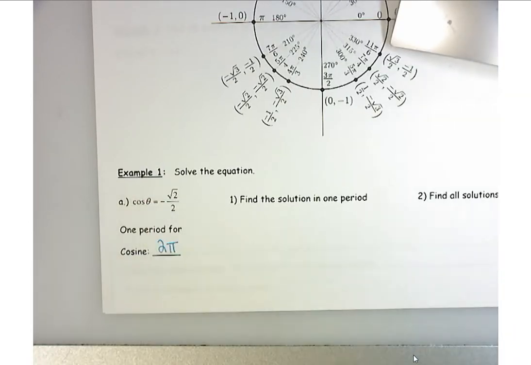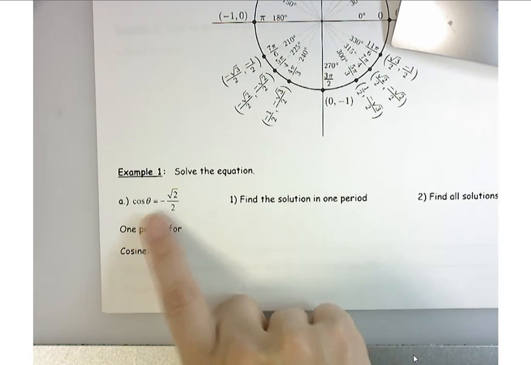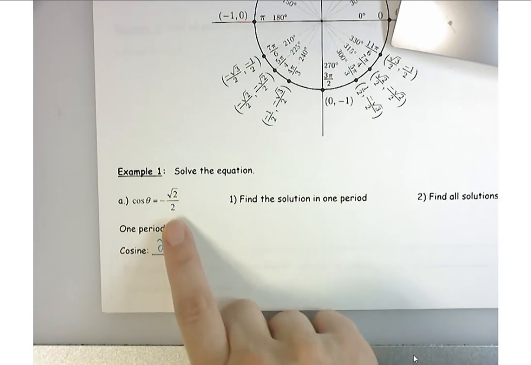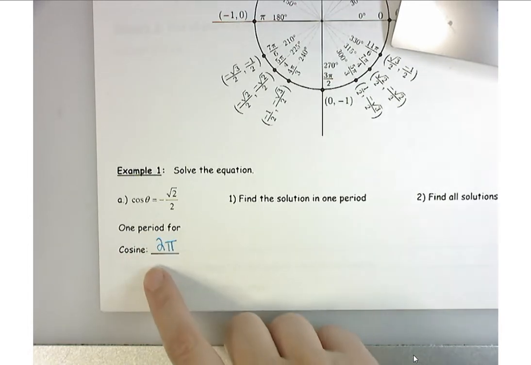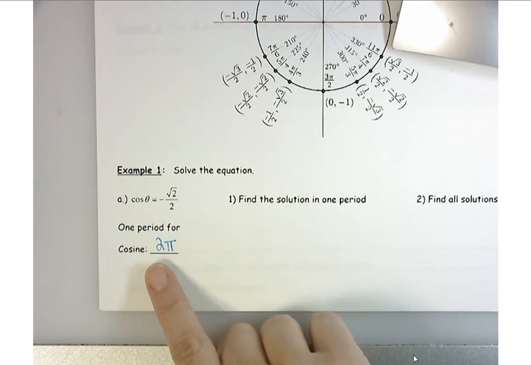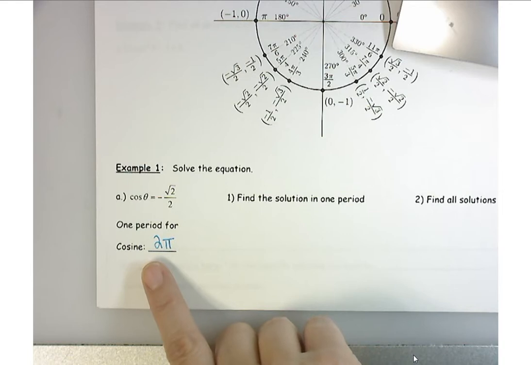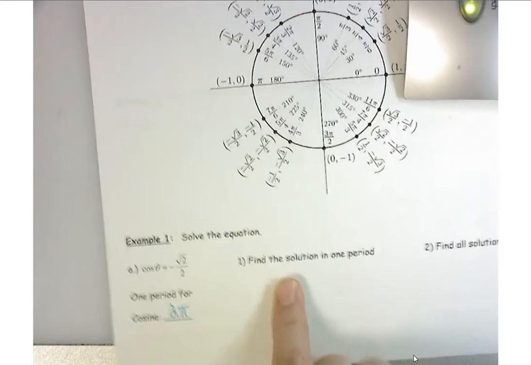For example 1, we are going to solve the following equation. We have the cosine of theta, which equals negative root 2 over 2. So the first thing we want to identify is what is 1 period for cosine. So when we think back to Chapter 5 and our graphs, remember that cosine has a period of 2 pi. What does sine have a period of? 2 pi. What about tangent? Pi, okay? So what we're going to do is find the solution in 1 period.